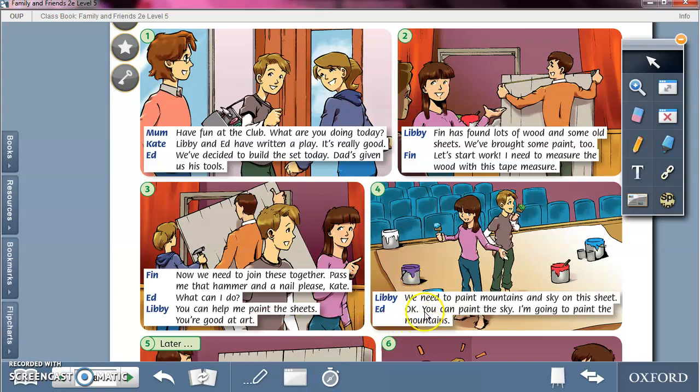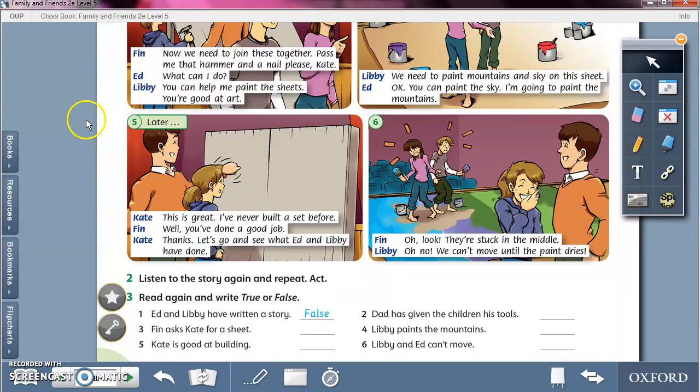Picture number 4. We need to paint mountains and the sky on this sheet. Okay, you can paint the sky. I'm going to paint the mountains. Later, this is great. I've never built a set before. Well, you've done a good job. Thanks. Let's go and see what Ed and Libby have done. Picture number 6. Oh, look, they are stuck in the middle. Oh no, we can't move until the paint dries.